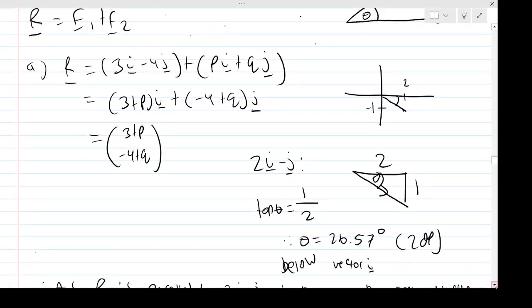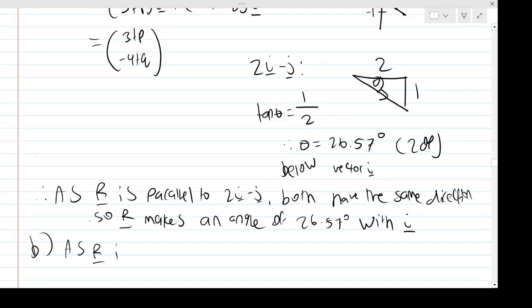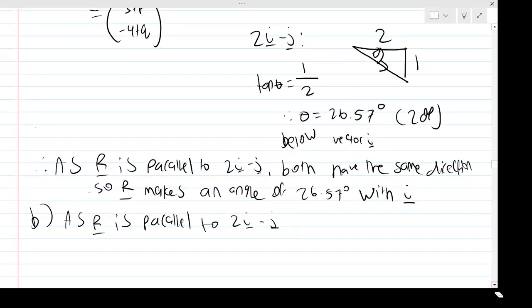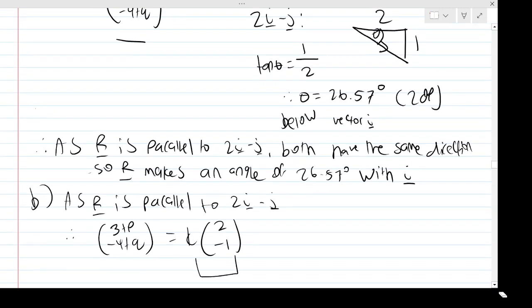So then, as R is parallel to the vector 2i minus j, we can say that therefore the vector R, which is 3 add P and minus 4 add Q, is going to be a multiple. I'm going to call the multiple K. So it's going to be a multiple of this vector here. Now, as a column, that's going to be 2, minus 1. So 2i minus j is equivalent to the column 2, minus 1 there.